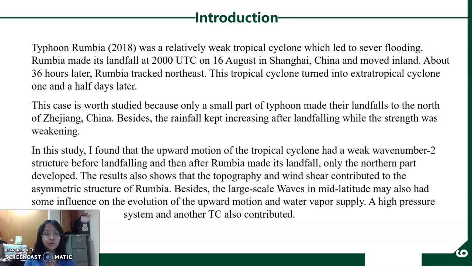Then we move to Typhoon Rumbia in 2018. Typhoon Rumbia was a relatively weak tropical cyclone which led to severe flooding. Rumbia made its landfall at 20 o'clock UTC on the 16th of August in Shanghai, China, and moved inland. About 36 hours later, Rumbia tracked northeast. This tropical cyclone turned into an extratropical cyclone 1.5 days later and moved into the Bohai Sea.